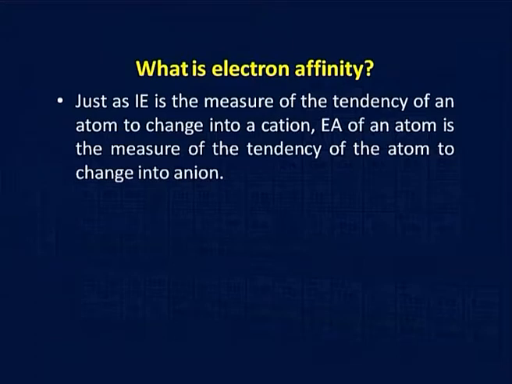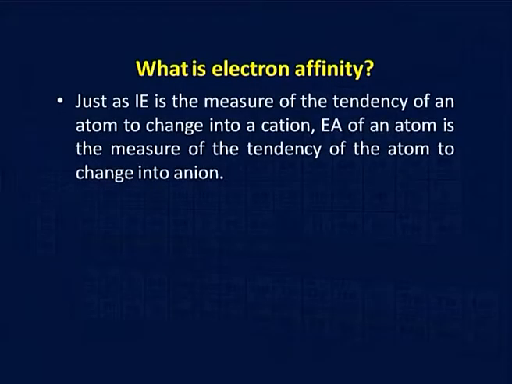Just as ionization energy is the measure of the tendency of an atom to change into a cation, we have seen earlier that during ionization, the amount of energy required to remove an electron, that is the ionization energy, measures the tendency of an atom to change into a cation. Similarly, electron affinity of an atom is the measure of the tendency of an atom to change into an anion. If an electron is added to an atom, then energy is liberated, and how much energy is liberated shows how stable that anion is.